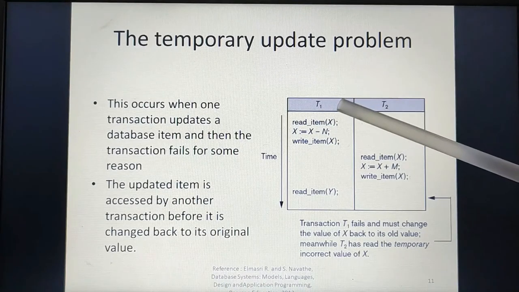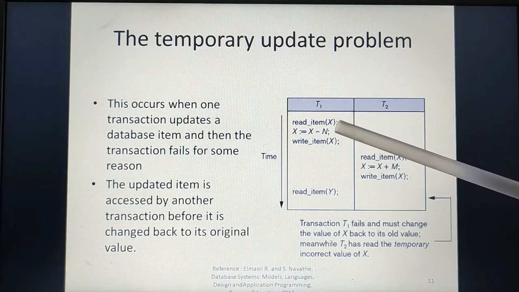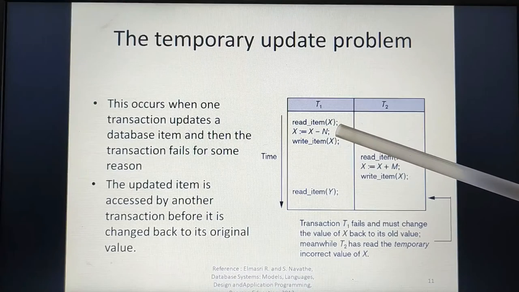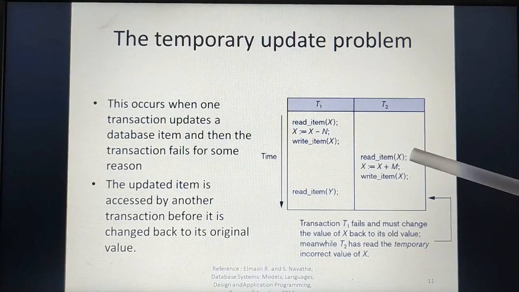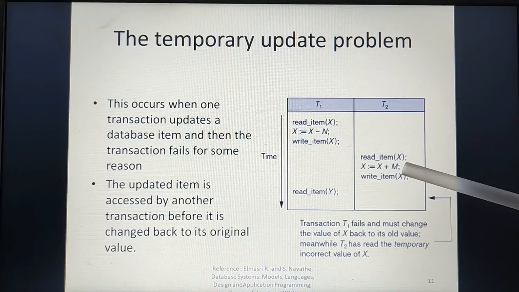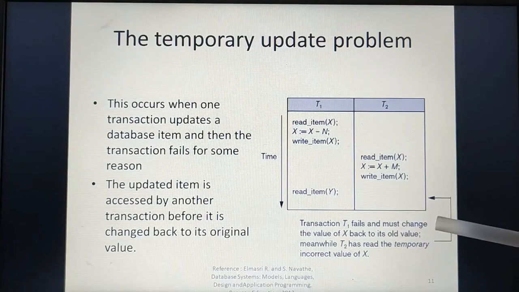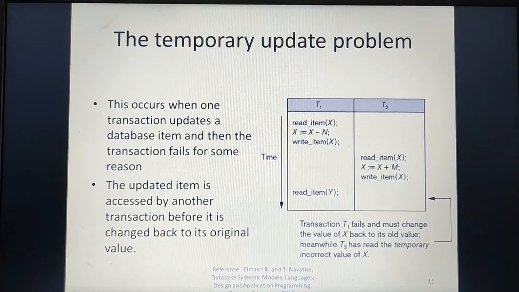Here transaction T1 reads item X. X equals X minus N indicates changing the value of X, then writing X. Then comes T2, reading the value of X, changing the value of X, writing X. Then the transaction T1 fails and must change the value of X back to its original old value. Meanwhile, T2 has read the temporary incorrect value of X.